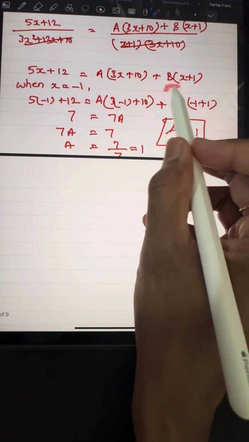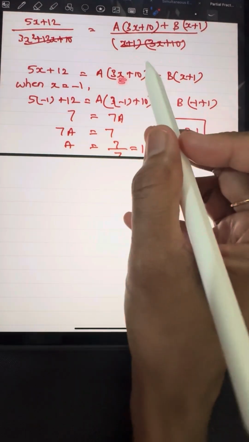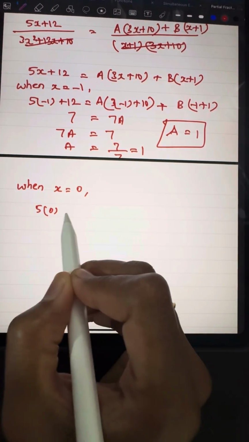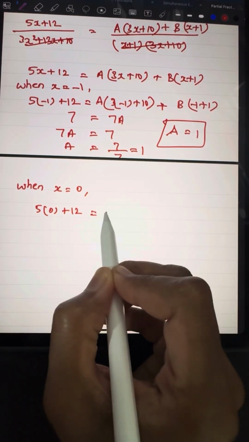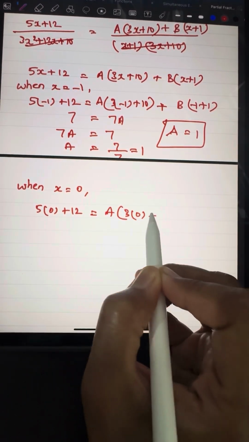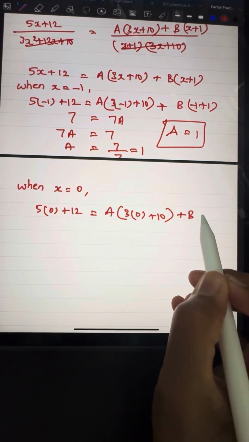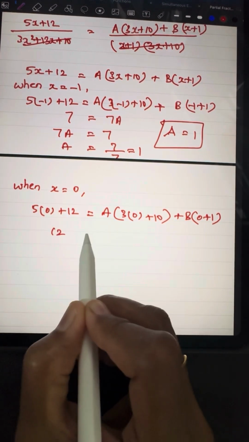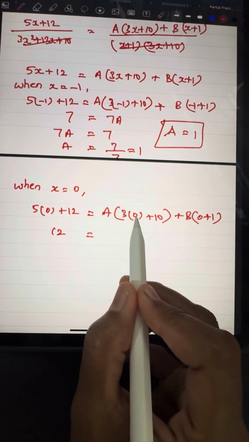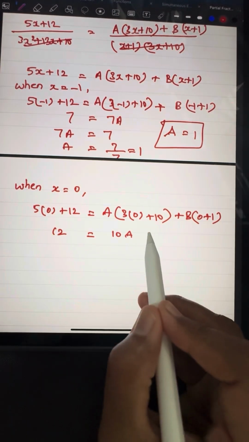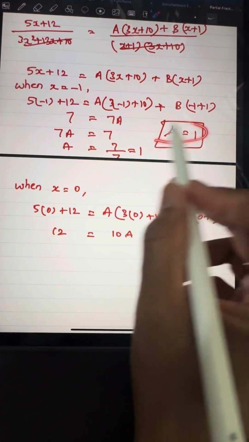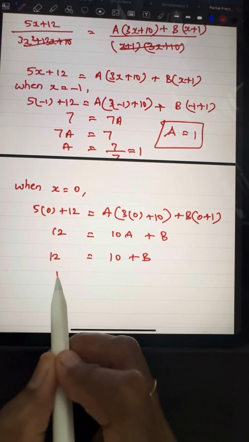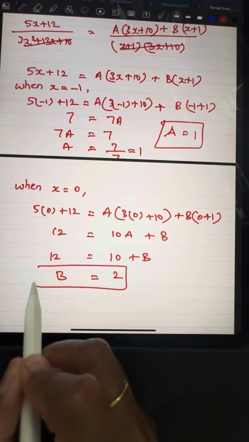Now we need to find the value of b. So we will substitute x is equal to 0. When x is equal to 0, 5 into 0 plus 12 equal to a into 3 into 0 plus 10 plus b into 0 plus 1. So this side becomes 12 is equal to 10a plus b. Substitute the value of a equal to 1 into this. So 12 equal to 10 plus b. So b equal to 2.